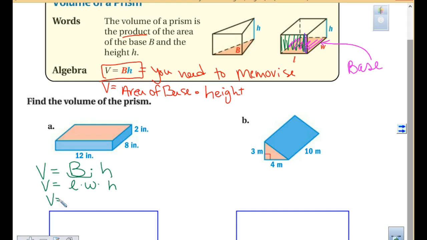The next one is with the numbers in. So my length, I'm going to start with 12 inches. My width is 8 inches. And my height was 2 inches. If you don't have a calculator, you probably need one. Grab one in the front, take yours out if you don't have one.